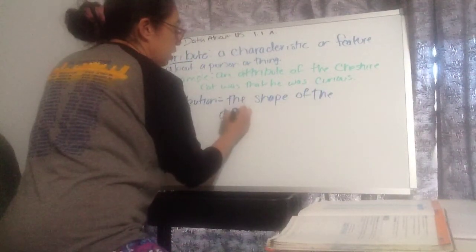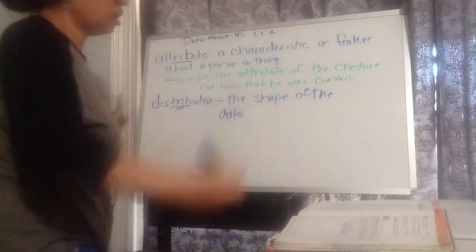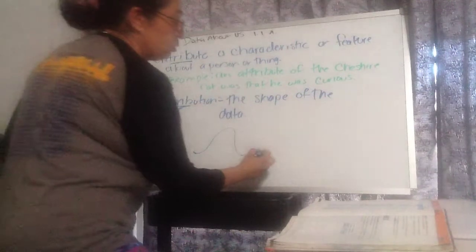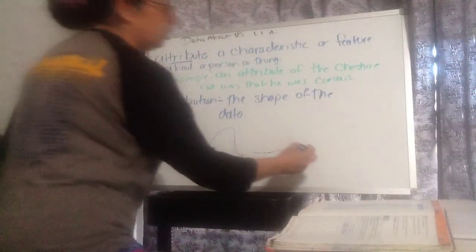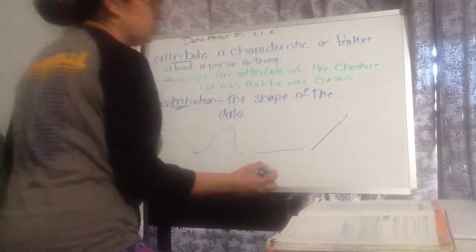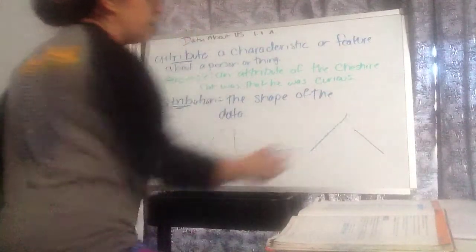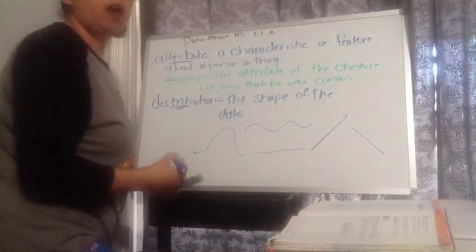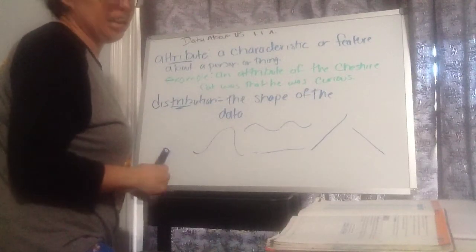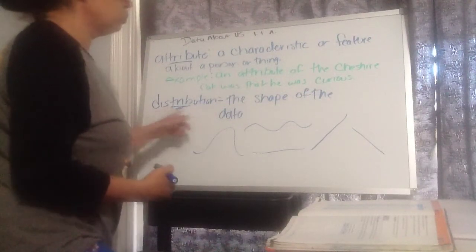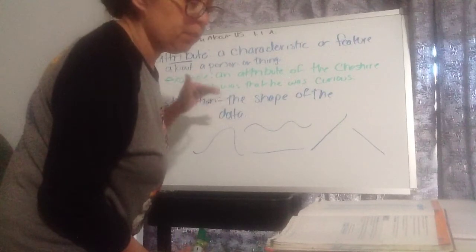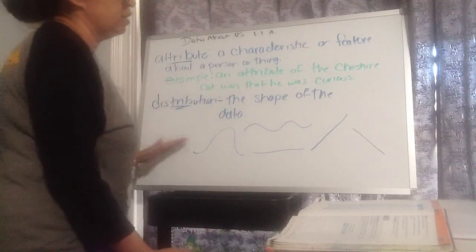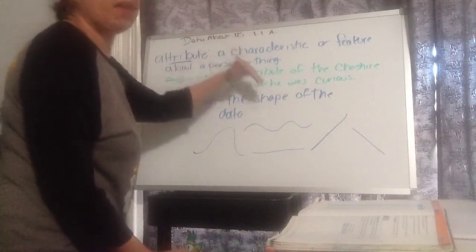And in your vocabulary words, it talks about the shape. We can use the bell curve. We can use, was it a straight line? Did it go straight up to the right? Did it go straight up to the left? Was it curvy? How do you describe the data? So that would be the distribution, is the shape of the data. How was the data given? Did the numbers increase and then decrease?